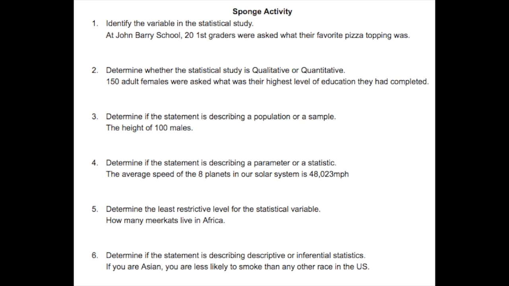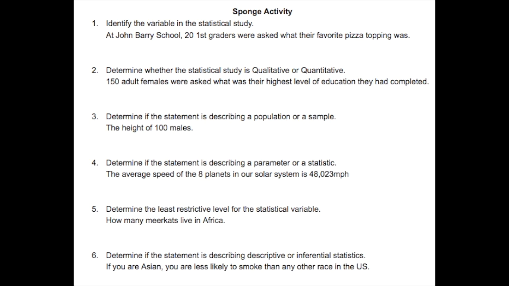All right, now time for the sponge activity. You've got 6 questions here. I want you to answer them, and then I want you to take a picture of them along with your notes and submit it all to Google Classroom. So what we have here, just remember, if you get them all right, you get a bonus point on the next test. So, number 1, identify the variable in the statistical study, the one that says at John Berry School.